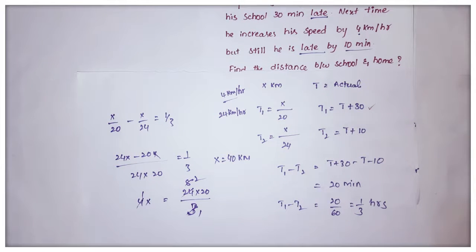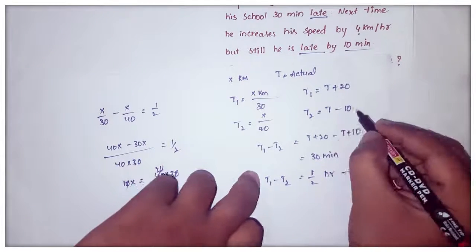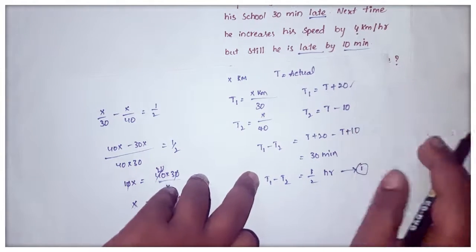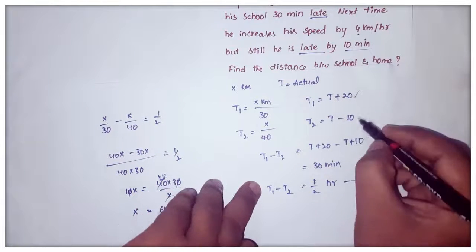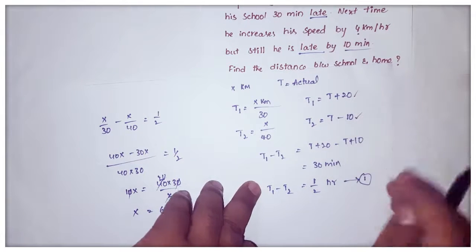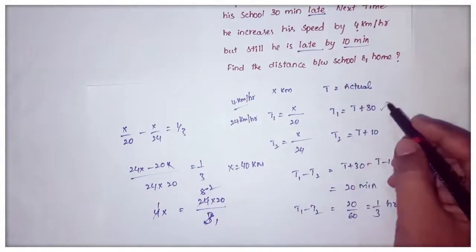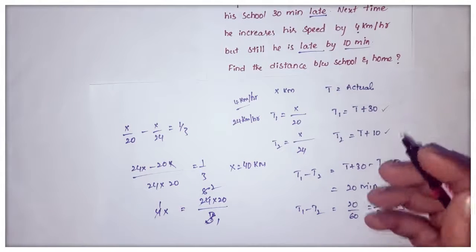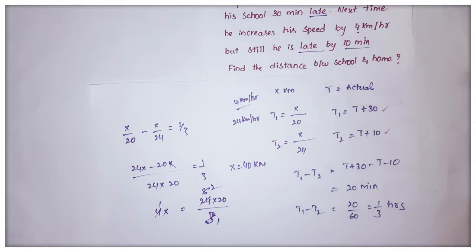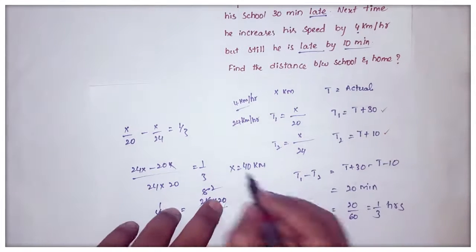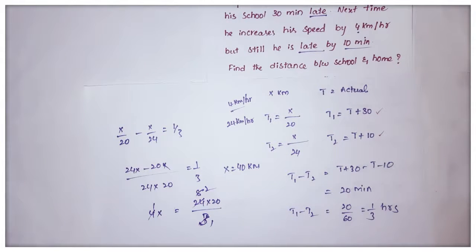So we just added 20 minutes when he was late, Balu was late. We just subtracted 10 minutes when Balu was early. In this particular case, Tony is late in both cases, so we just added x number of minutes for both cases. So we just took the time difference between case 1 and case 2 and we solved the problem.